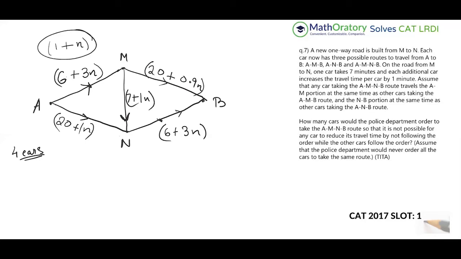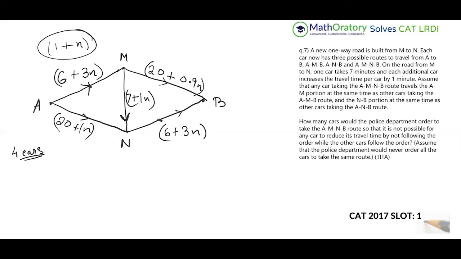Yeah, so this is what I was talking about anyhow. At the same time as the other cars taking the AMB route, and the NB portion at the same time as the other cars going via the AMB route. Okay, great. Yeah, even that is shared with A and B, right? I mean, something like this. So if there is a car, let's say traveling via AM and B, and one car via A and B, so there are 2 cars here, but there's just one car here and one car here and one car here. So something like that. This is an interesting one, interesting in nature, but it should take some doing here. Okay, let's get back now.